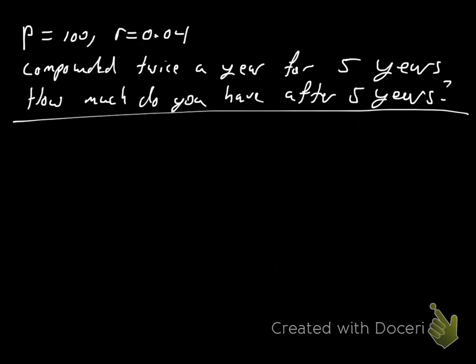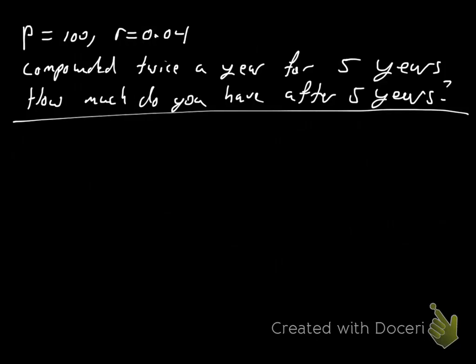All right, let's go ahead and do an example. Let's say I have a principal of $100, and the interest rate is 4%. So as a decimal, percent means per 100, so that would be 4 hundredths, or 0.04. And let's say it's compounded twice a year for 5 years, and I want to know how much do I have after that 5 years.